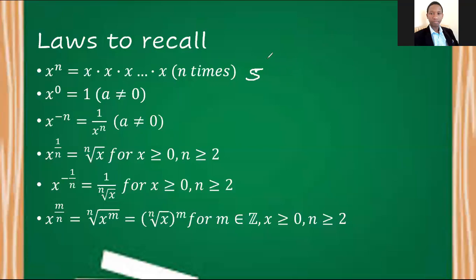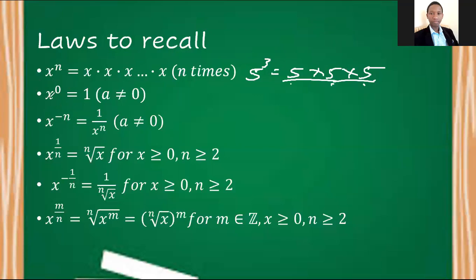So if we have 5 to the exponent 3, it means 5 times 5 times 5. That's what it means. You can see what I mean by n times. This is 5 for the first time, for the second time, for the third time. That is just the basic definition that you know. Sorry if I'm insulting your intelligence.